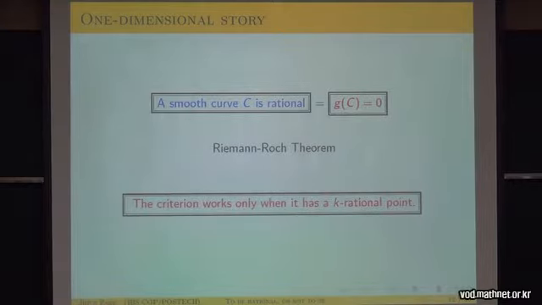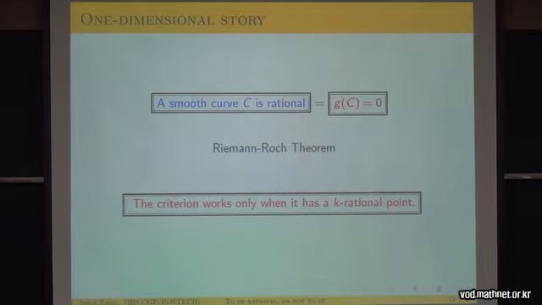This is due to a famous theorem in algebraic geometry, which is called the Riemann-Roch theorem. But I'm not going to tell you what the Riemann-Roch theorem is. It's based on this theorem, and this criterion works only when it has a k-rational point. So you must have one point defined over k. Otherwise, it's not true.